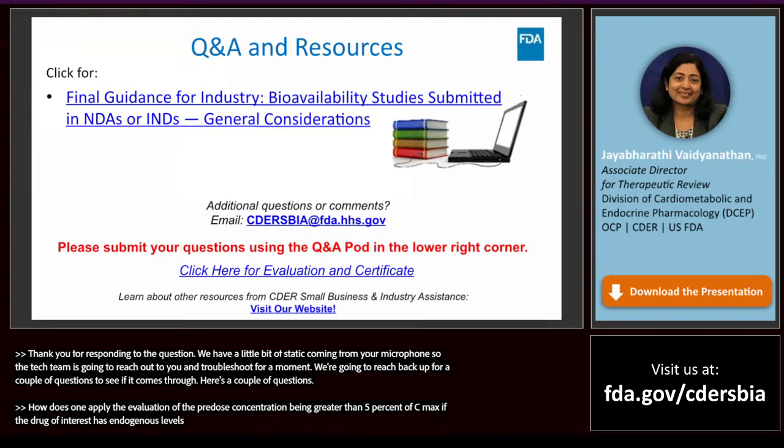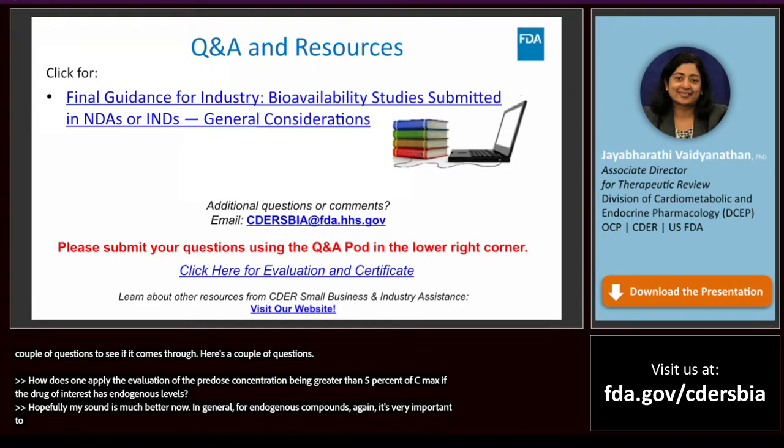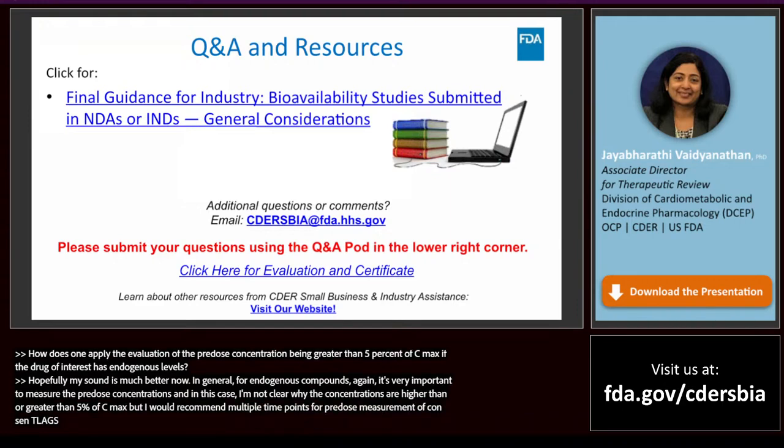Hopefully the audio is much better now. So in general, for endogenous compounds, again, it's very important to measure the pre-dose concentrations. And in this case, I'm not clear why concentrations are greater than 5% of Cmax, but I would recommend multiple time points for pre-dose measurement of concentrations and subtract it from post-dose. If there are still questions, I would recommend contacting the review division for your specific case. Thank you.